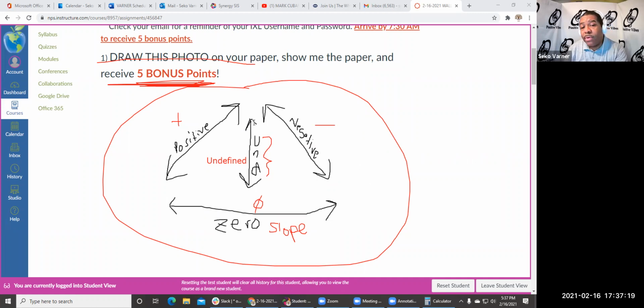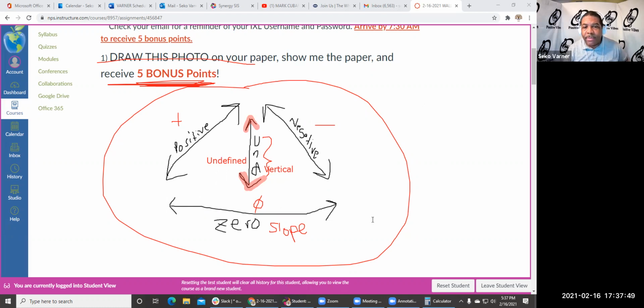We also might use the word vertical, and one of the ways that I remember vertical is this is a V. That's a V. Yeah, and this is actually an upside down V. All right, so V stands for vertical, and that's also undefined. You can also say it's a vertical line. So undefined and vertical, good stuff. That's what UND stands for, undefined.